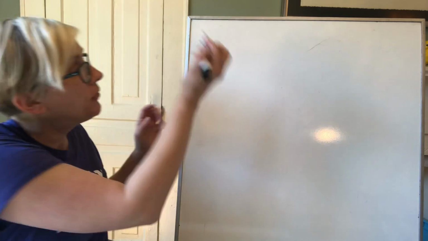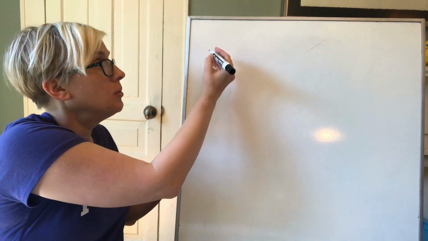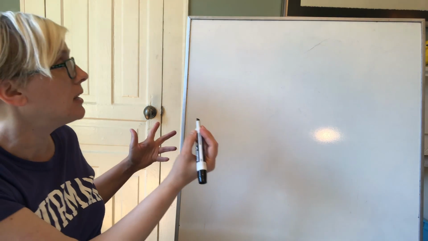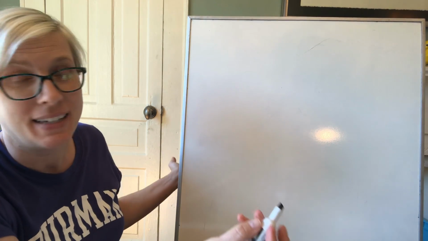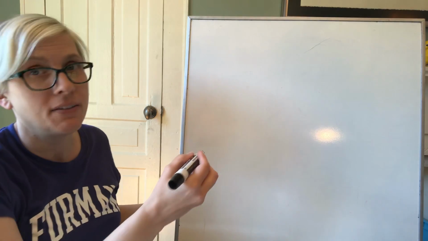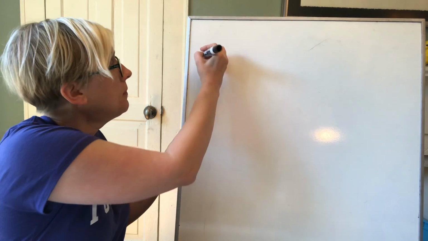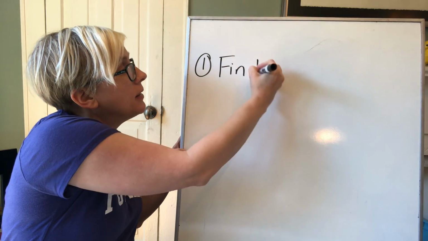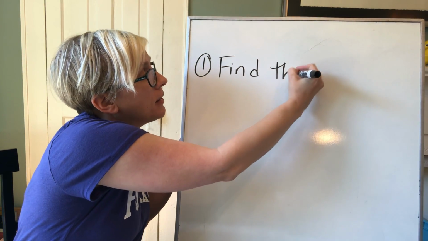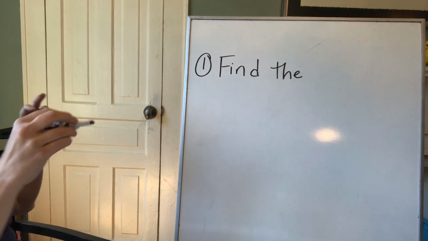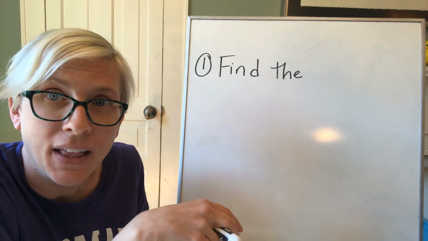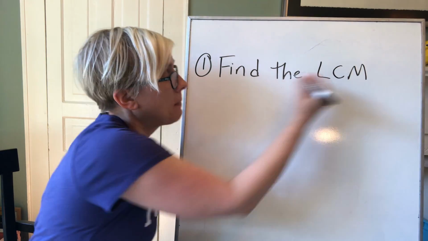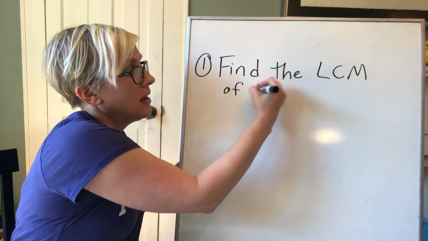So the first step to adding and subtracting fractions that don't have the same denominator, because as you know, you can't do that. They have to have the same denominator. Is to find the lowest common multiple, LCM, of the denominators.